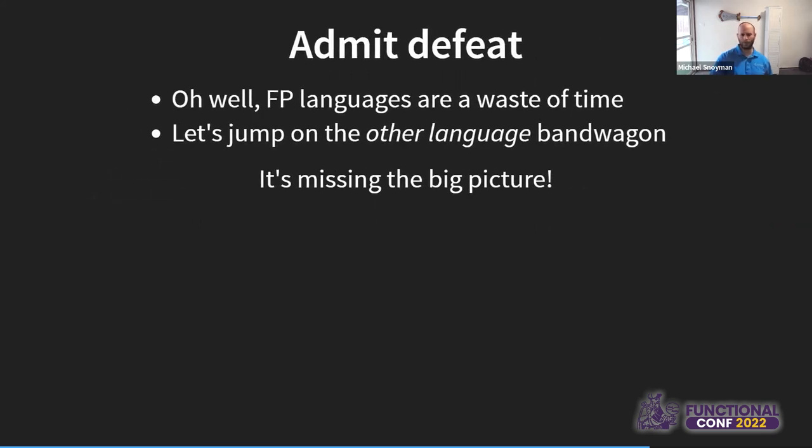Another thing we could do is simply admit defeat. We could say that functional programming languages now are a waste of time. All the good features got stolen. Other languages have taken over. Time to just jump onto whatever other language bandwagon exists. I think this is completely missing the big picture of what's going on.